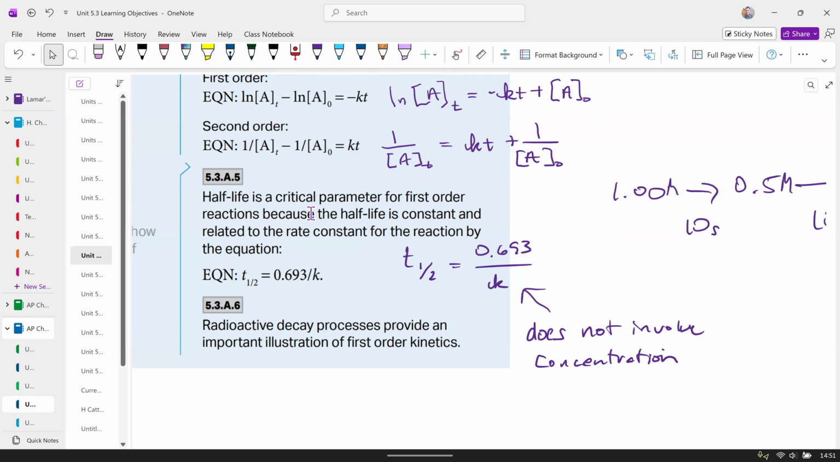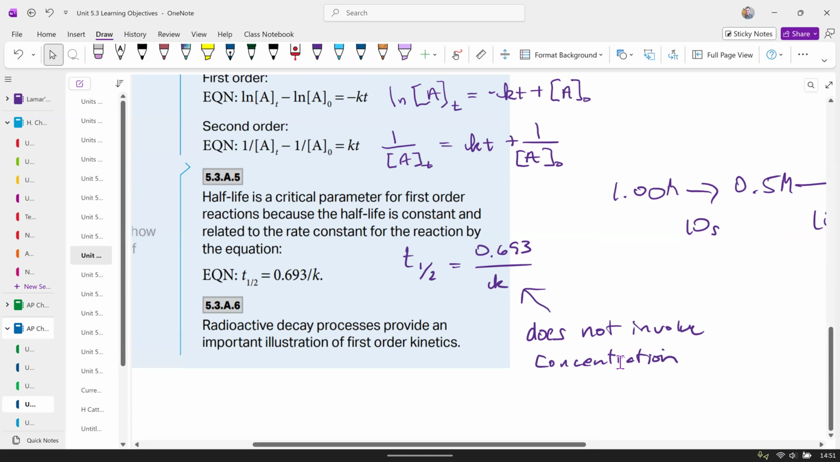So half-life is a critical parameter for first order reactions because the half-life is constant and related to the rate constant for a reaction by the equation. And so here's our equation for half-life. This is also on your resource sheet. And what you're going to notice is this doesn't have concentration involved in that equation.